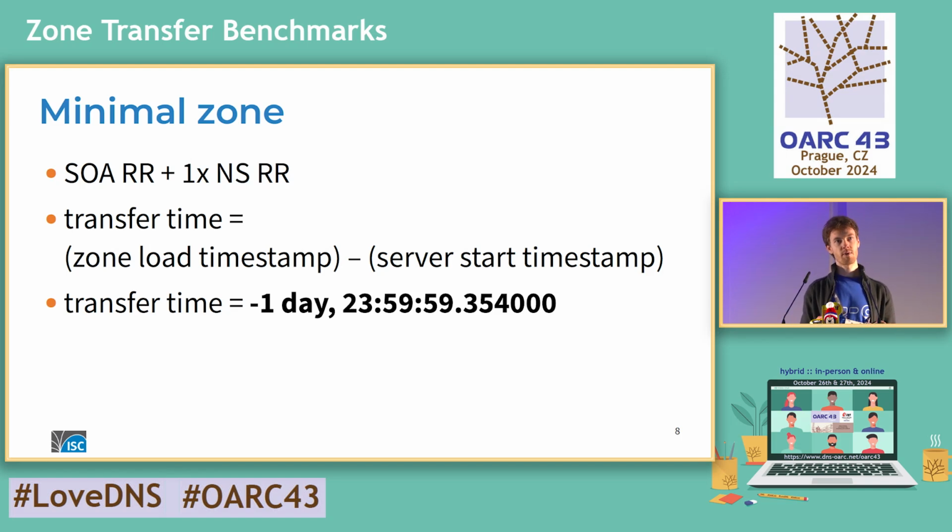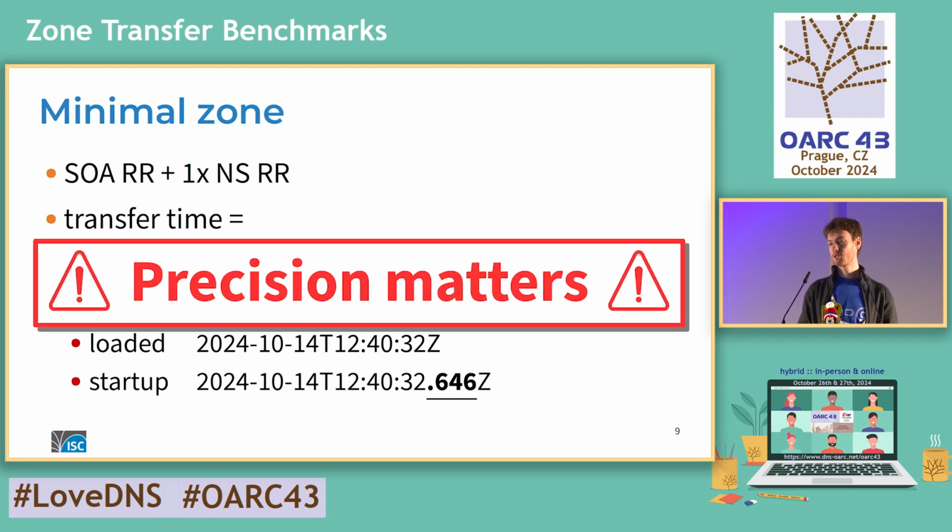Except that on the first try, we get a negative number. How is that possible? Maybe it's too immediate, when the transfer takes negative time. And here the catch is that in the case of BIND, the statistics channel, which gives you the overview of the system state, actually uses different timestamp precisions for different events. So the server startup timestamp has higher precision than the zone loading timestamp. So if you just subtract them, you end up with a negative number. It's as simple as that, but it can really mess up your measurement.